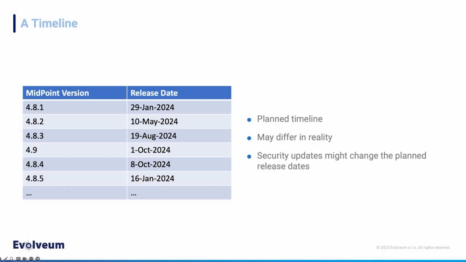This is the planned timeline, and if nothing unexpected happens, we will go according to it. However, for example, any security vulnerability might change the plan, since if there is any vulnerability, a new maintenance version will be released as soon as the fix is available.